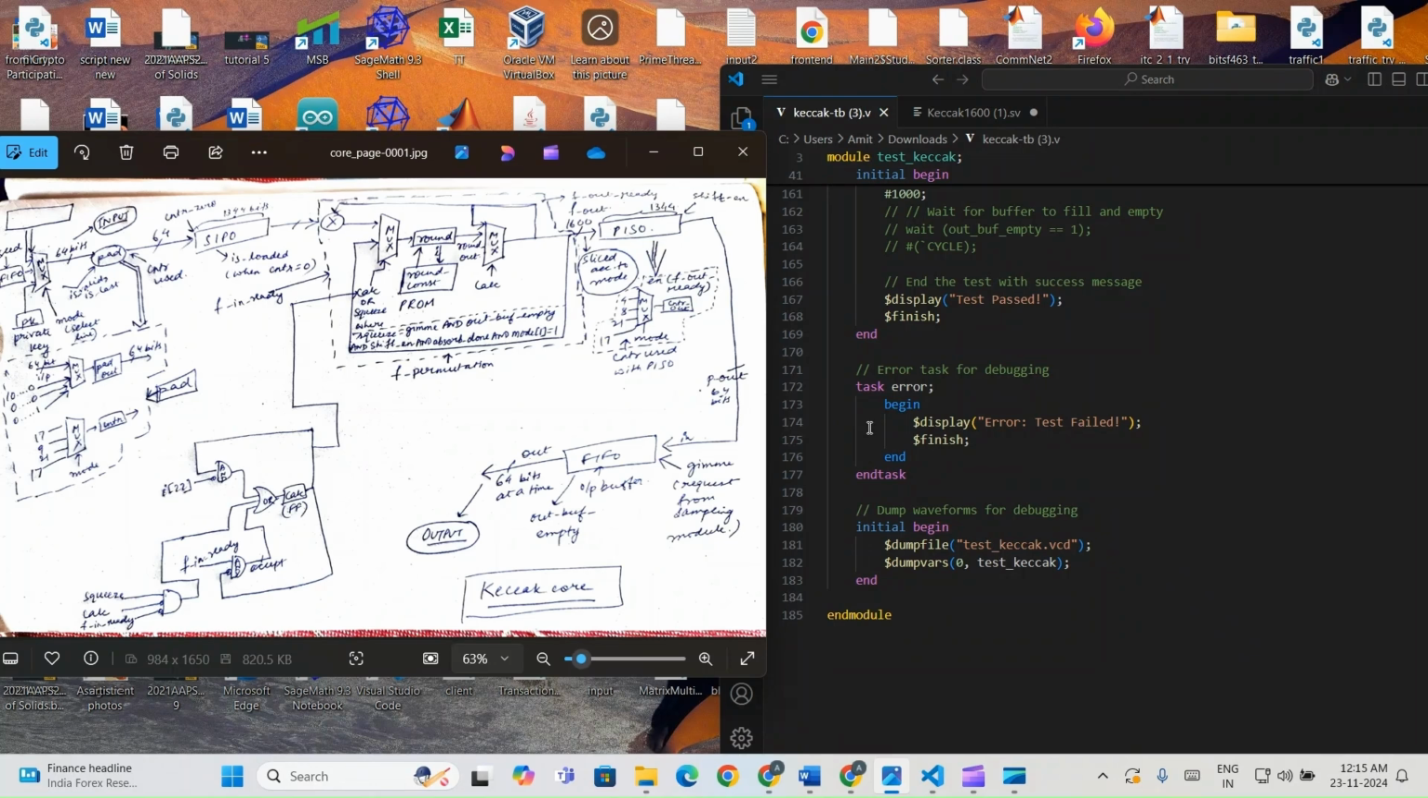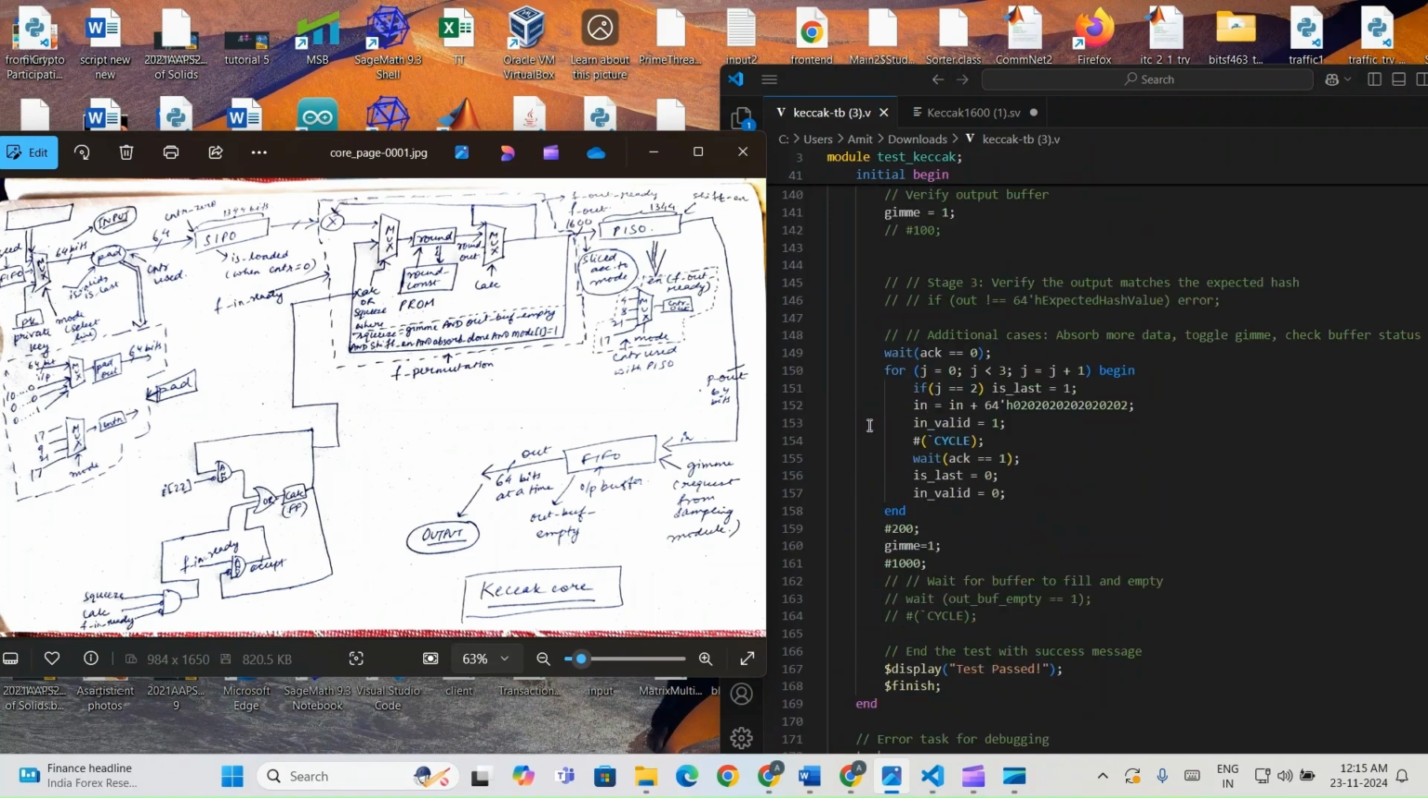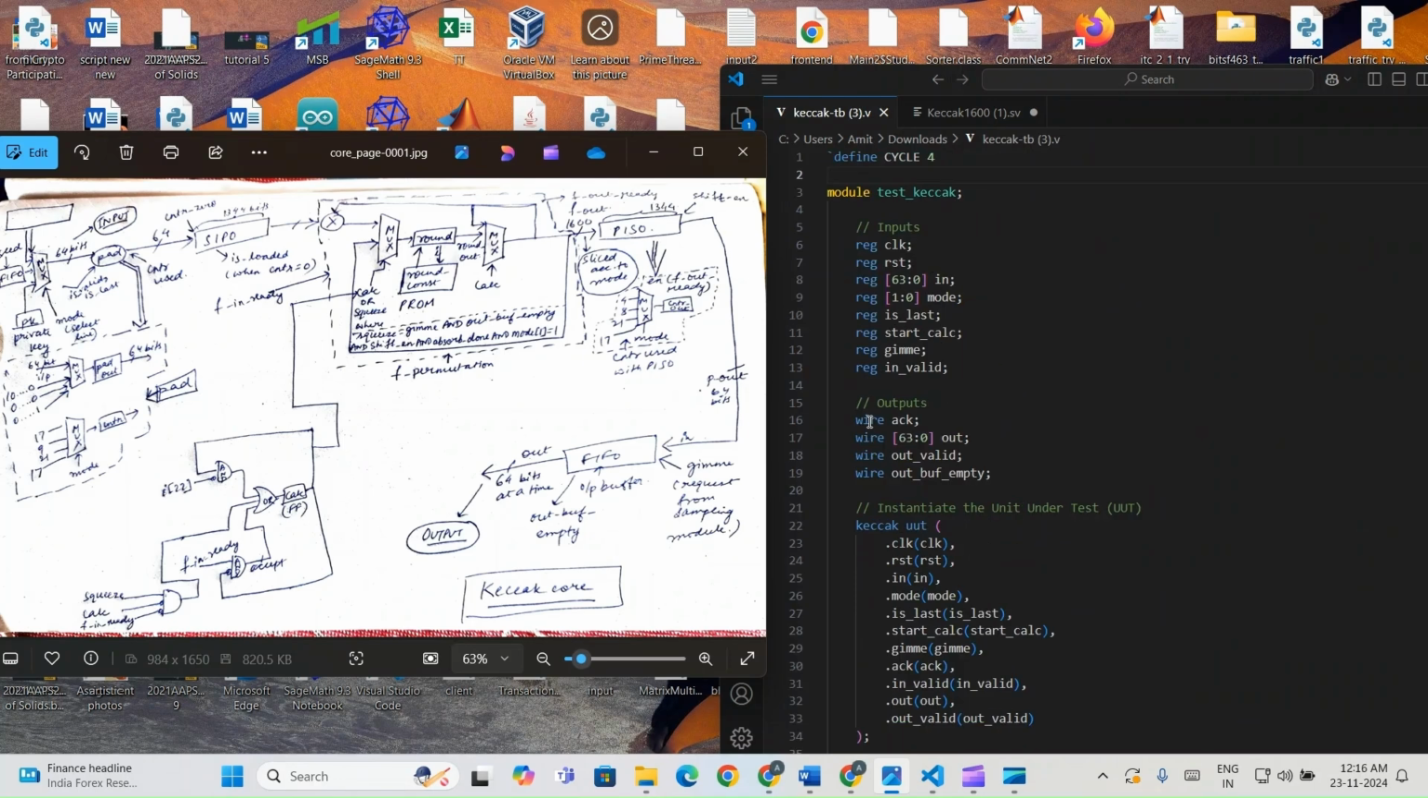Next, we can discuss the code mapping to the architectural blocks, which happens from this test bench. We see input handling in terms of the in, mode, and is_last signals in this module, which are fed into the input buffer and padded. We also have padding, which is managed internally but controlled indirectly by the start_calc and is_last signals. We also saw permutation, which happens in the whole Keccak core system. It's triggered once sufficient data is absorbed. Also, we have output handling as the gimme and out valid signals interact with the output buffer.